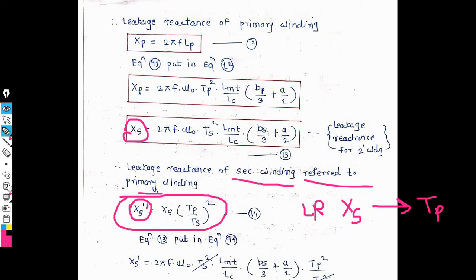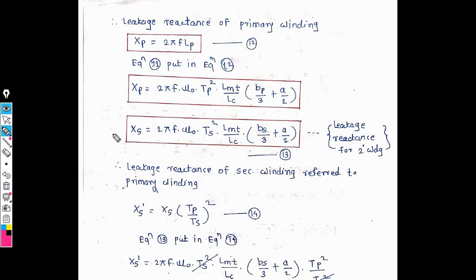Then in this equation we have to put the values of X, that is equation number 13. The value of X is put here. Then X dash is equal to 2 pi f mu 0 Ts square into Lmt upon Lc into Bs upon 3 plus A by 2, into Tp square upon Ts square. Okay.